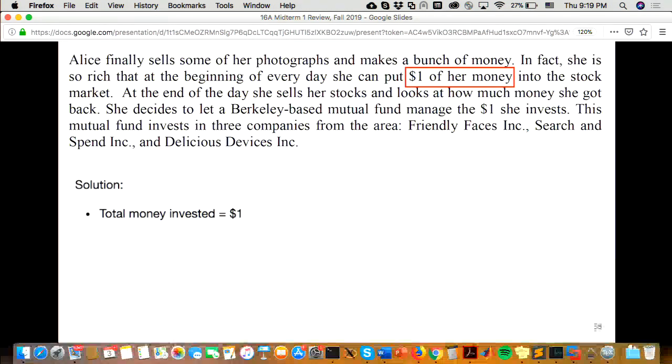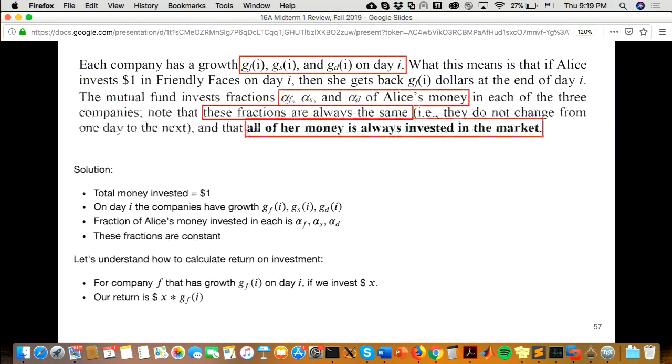So she basically earned some money, and I'm just going to read the line. In fact, she is so rich that at the beginning of every day, she can put $1 of her money into the stock market. At the end of the day, she sells her stocks and looks at how much money she got. So the important thing we get from this is that every day she invests $1 into the stock market. So I always like writing this stuff down when you're writing your answer so that you don't get lost.